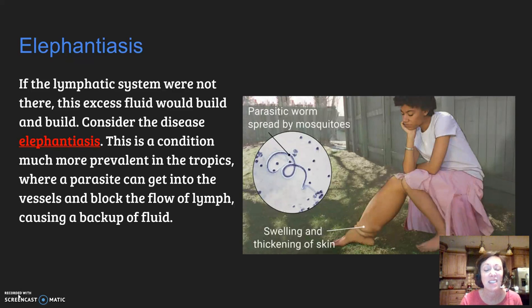And I've even seen it in the upper extremities in the arms, and I've even had it in the scrotum of men, where those can swell beyond anything you can imagine. So it's really a very sad disease.